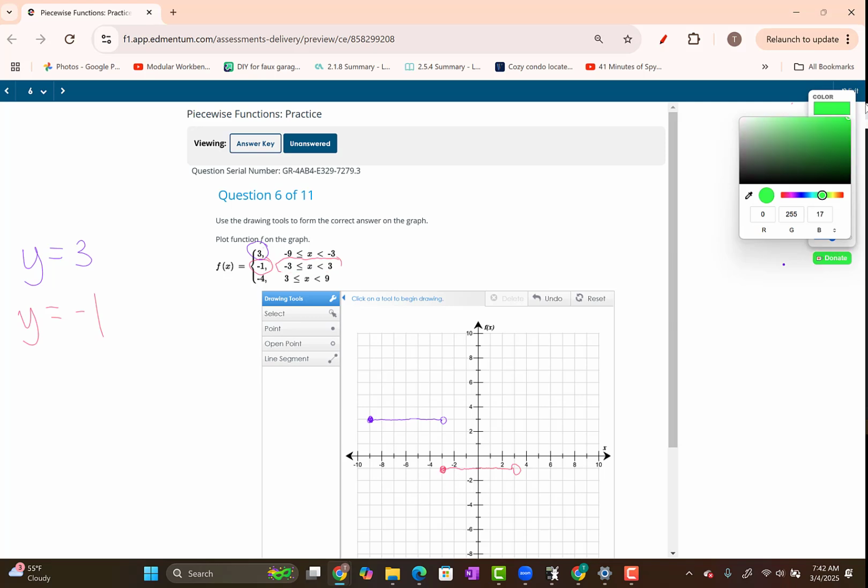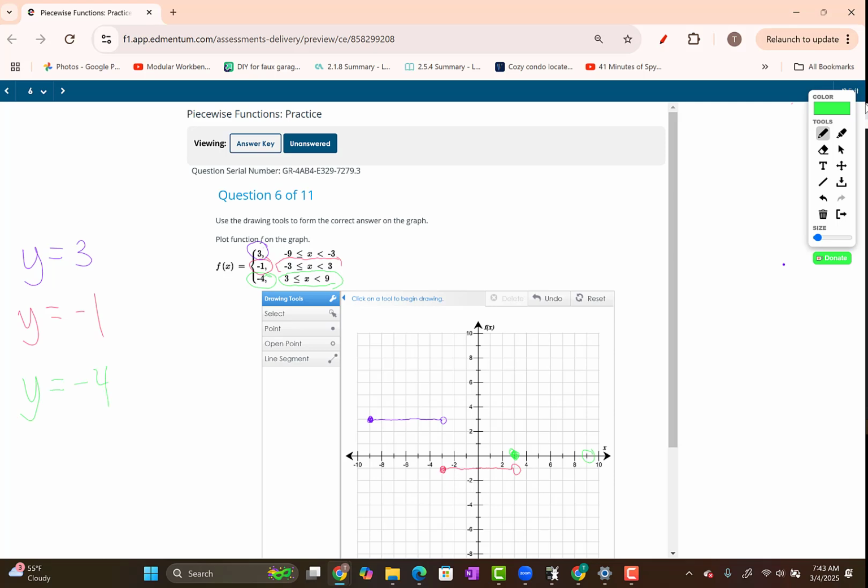And then finally, we're going to graph this piece, the piece in between +3, closed dot, and +9, open dot. We want the piece where y is equal to -4. So that's going to be down here, a horizontal line in between 3 and 9, and I will delete the leftovers here. And that's our final answer.